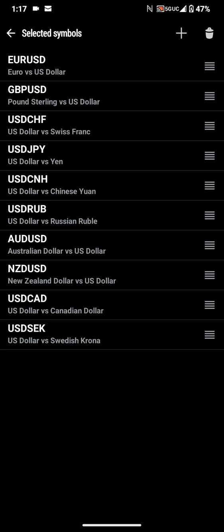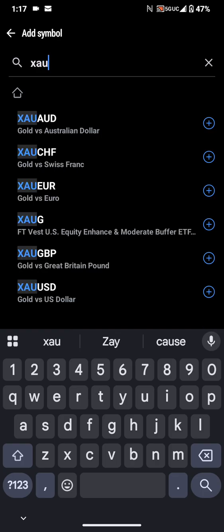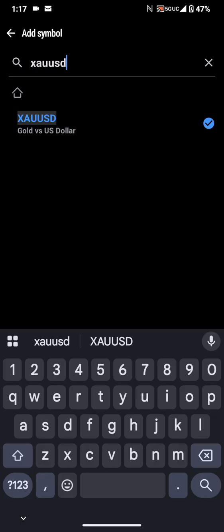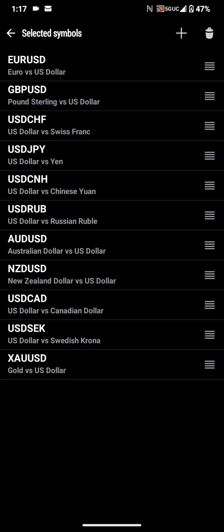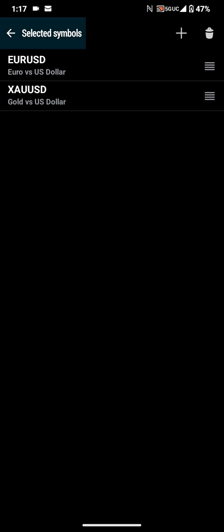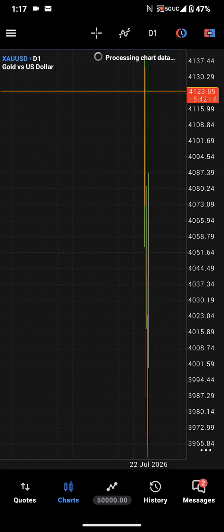and you want to actually, let's add a symbol first. All right, let's find gold. XAUUSD gold. Hit that, boom. Now we go back to this, and it's gonna be in here. Delete all but gold. Boom, gold and Euro USD. So we're gonna come to gold. It's gonna pop up this chart. You hit chart, and it's gonna bring you in here.